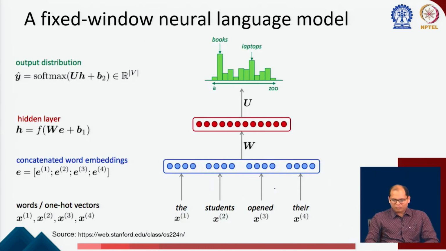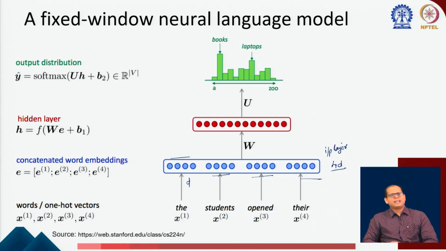Okay, so what we will do? We have the students opened there. I obtain their word embeddings. So this is the embedding for the, embedding for students, opened, and there. I have concatenated them. Let's say each one is of dimension d. So I have a 4d dimensional representation as my input layer. This is my input layer. This is 4d dimensional.